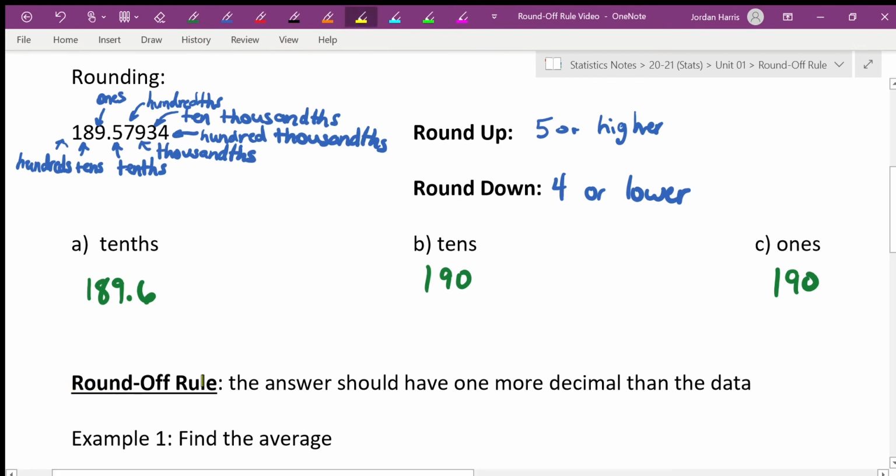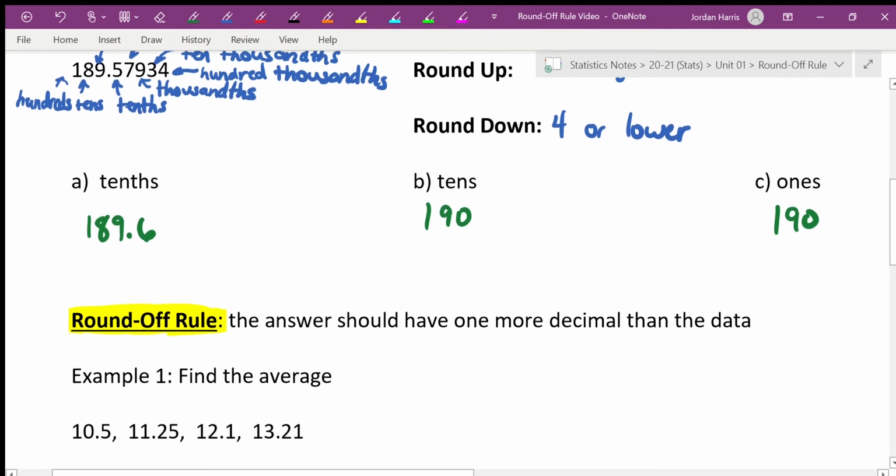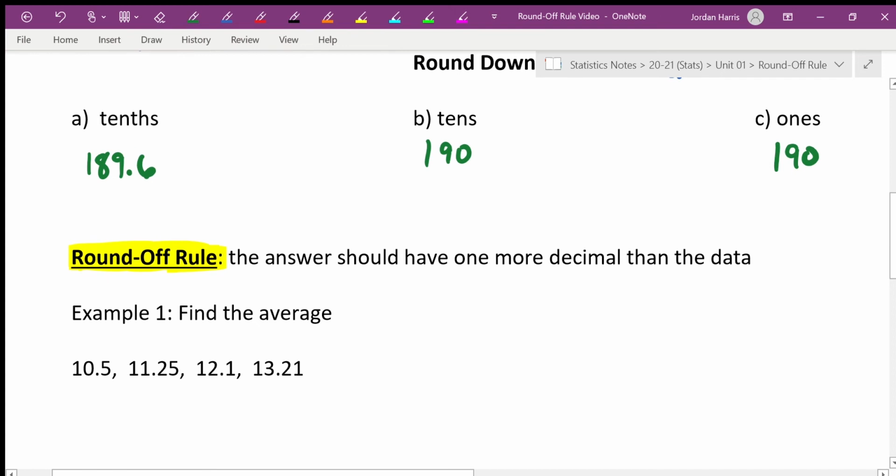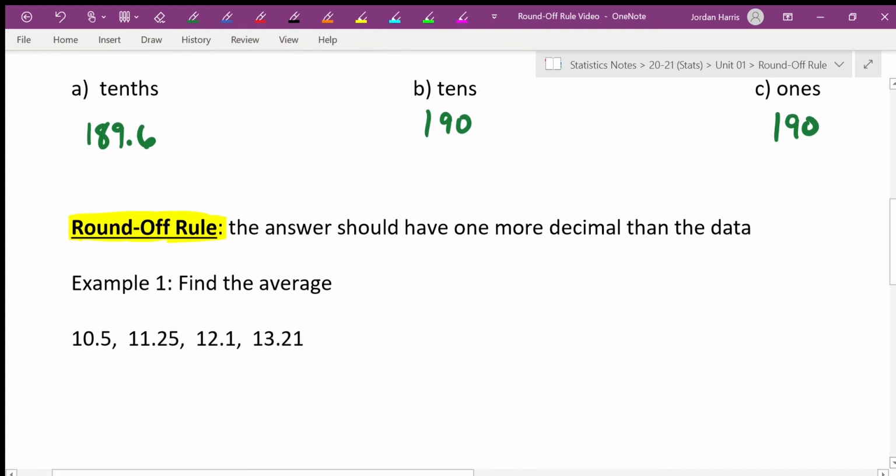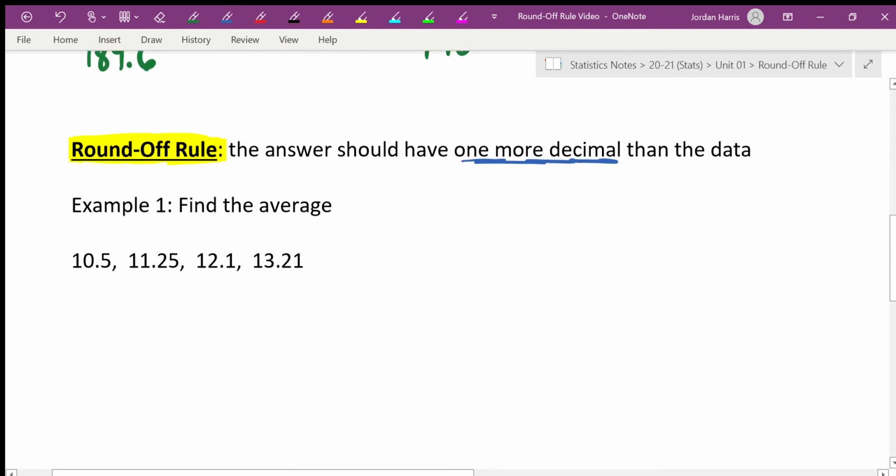So our rule that we're going to follow, the round-off rule: the answer should have 1 more decimal than the data. The data is the numbers you start with, the numbers you're working with. Okay, so we need 1 more decimal than the data. Here's my data, example 1, find the average. I have 1 decimal, 2 decimals, 1 decimal, 2 decimals. Whichever number has the highest number of decimals, we go 1 more than it. In this case, we have 2 numbers that have 2 decimals. So my answer needs 3 decimals.